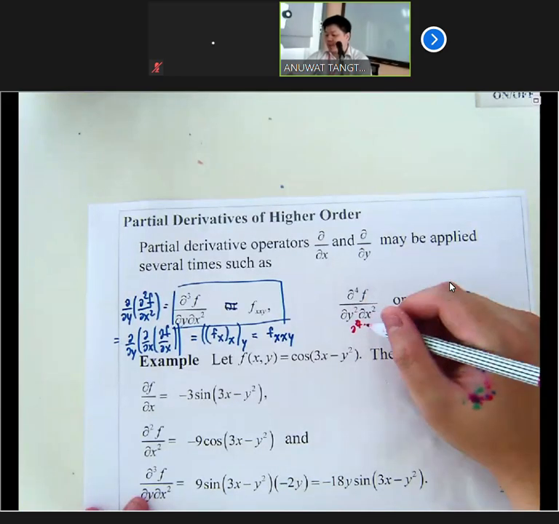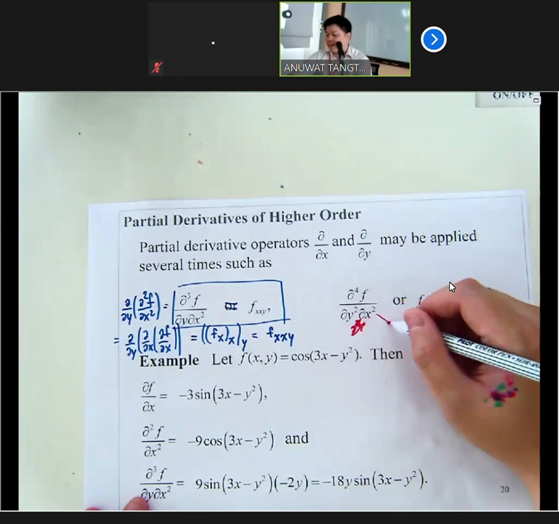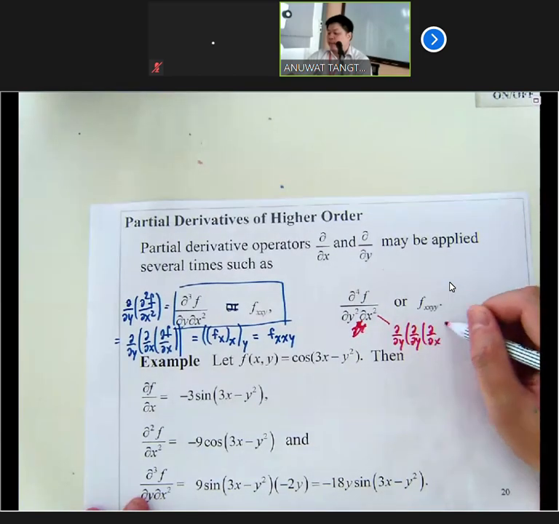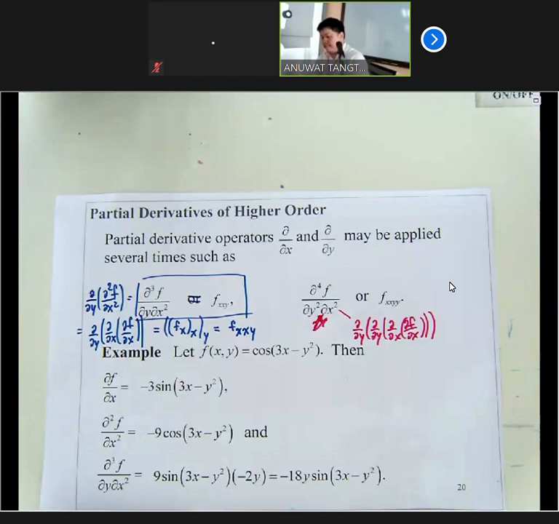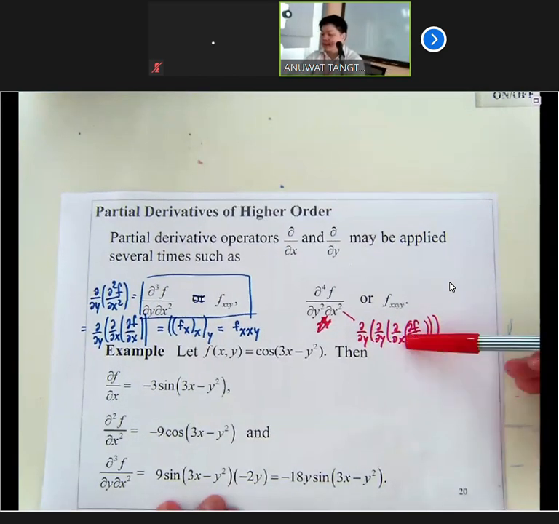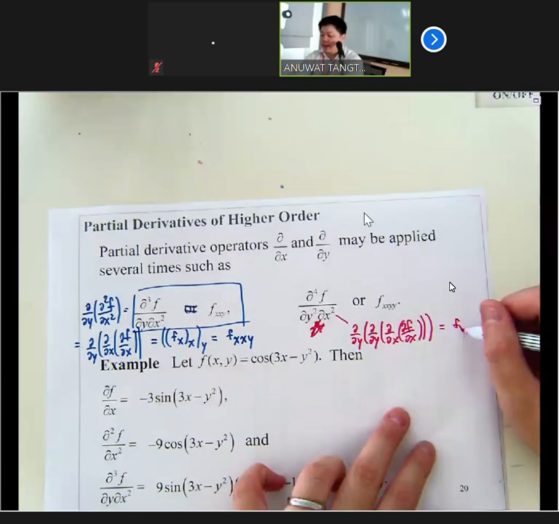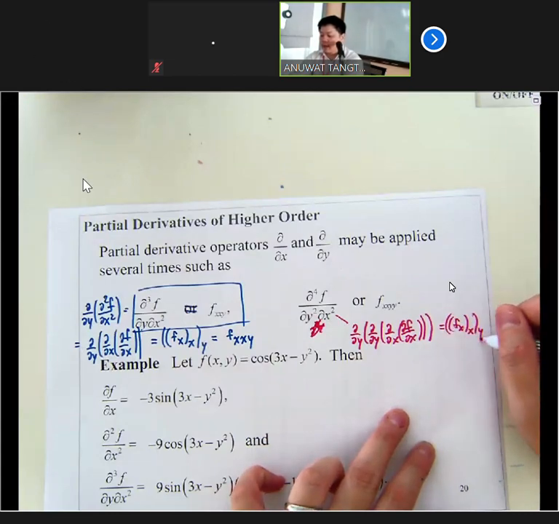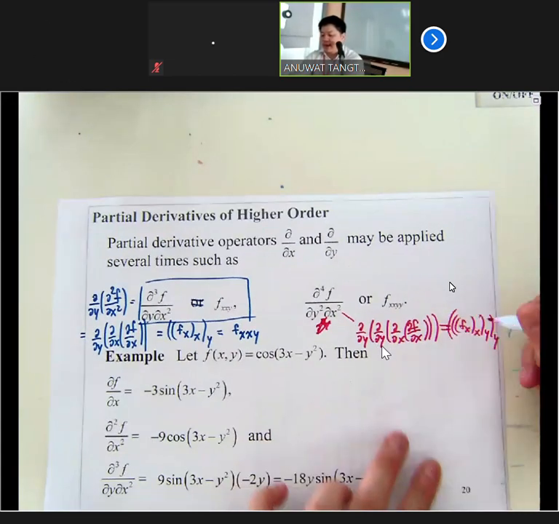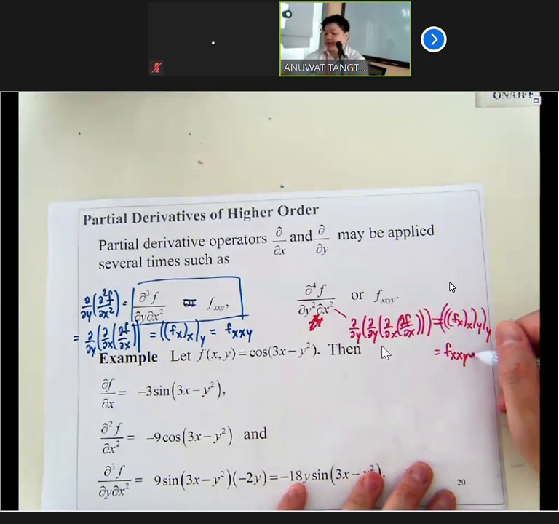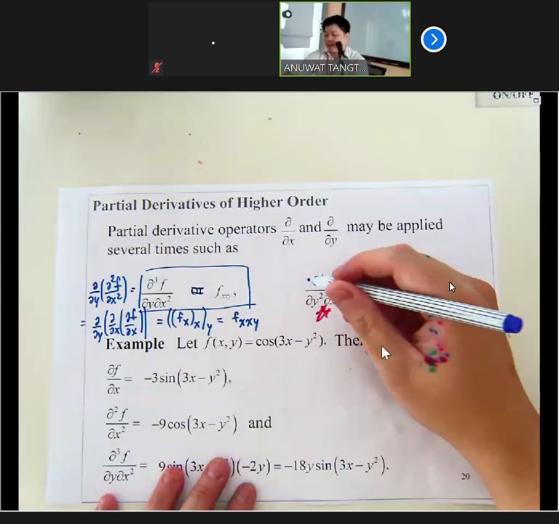So this one would be d by dy, d by dx. x, and then y. By the notation here it is f_xy, and then y, and that would be f_xyy. Okay, so the notation can be defined in the same way.